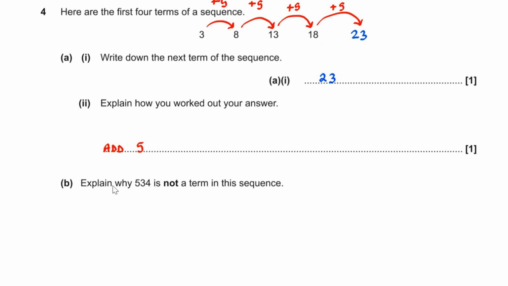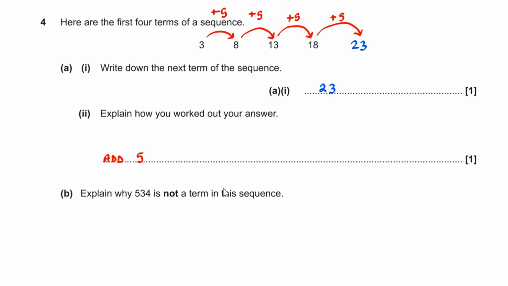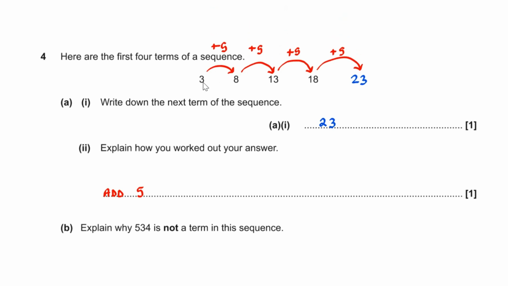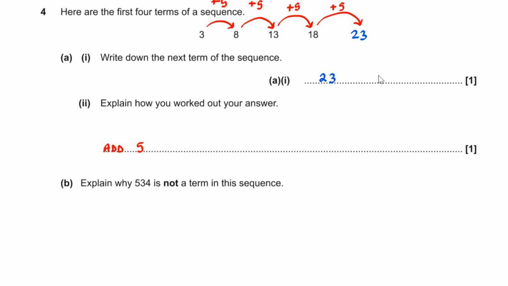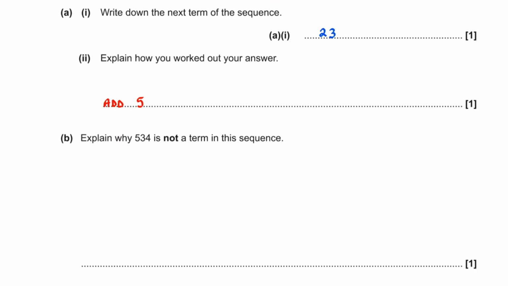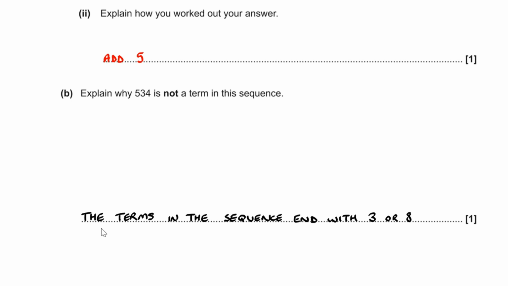And for part B, we have to explain why 534 is not a term in this sequence. Well, if we pay attention to the digits here, we see we've got a 3 and then an 8, and then this 13, it ends in a 3, and this 18 ends in an 8. This 23 ends in a 3. And therefore, what we can see here then is the terms in this sequence end with a 3 or an 8. So this number, 534, is not in the sequence.